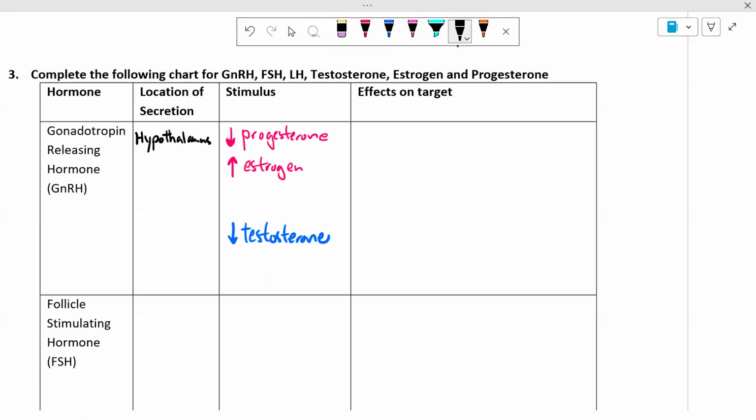Now, the effects are the same for both men and women. It will trigger the AP to release follicle stimulating hormone and luteinizing hormone.